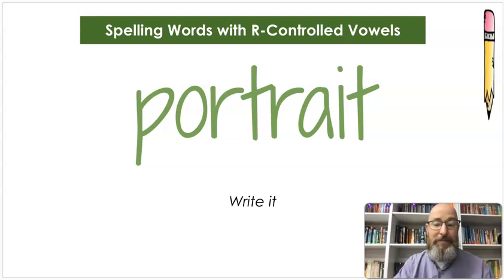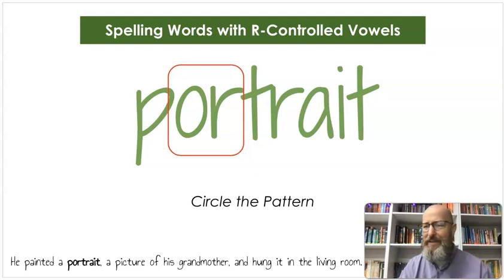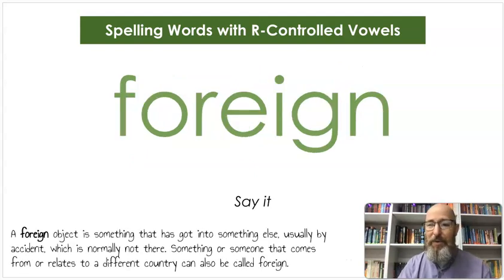P-O-R-T-R-A-I-T. What's the R-controlled vowel? O-R. That's correct. And what sound does it make? Or, that's right. He painted a portrait, a picture of his grandmother, and hung it in the living room. Our next word is foreign. Say foreign.